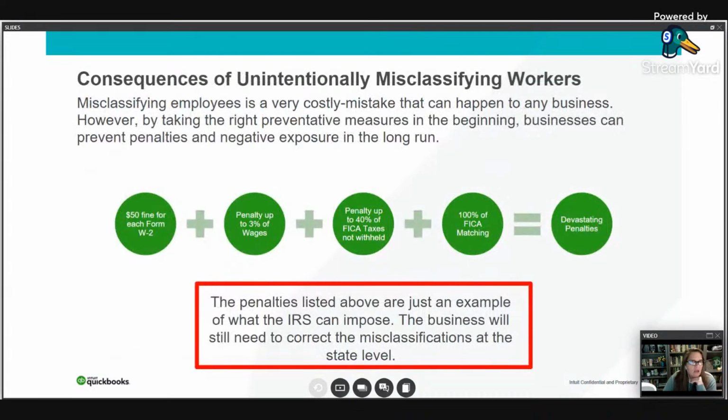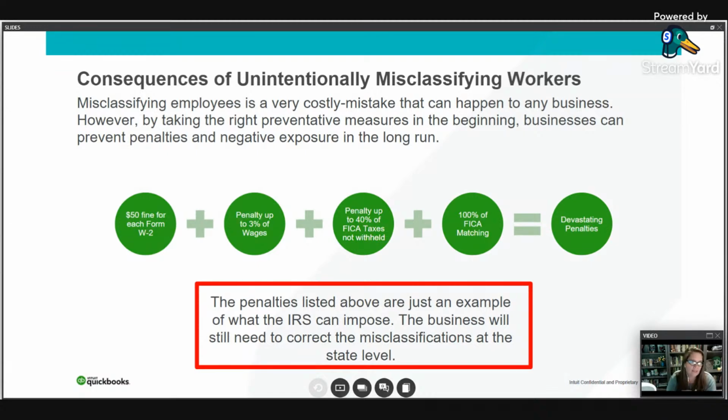I think that's it. So there are consequences to misclassifying a worker, even if you don't mean to. It's going to cost money. That can happen to any business. So you and your client want to research how the employees are going to be classified at the beginning, and so those penalties can be avoided.